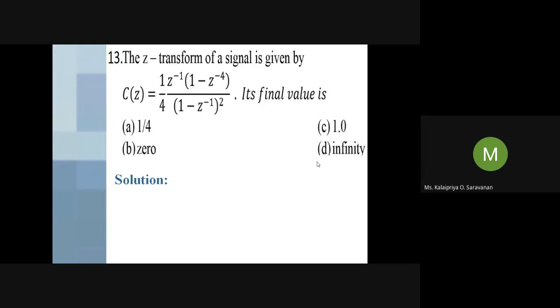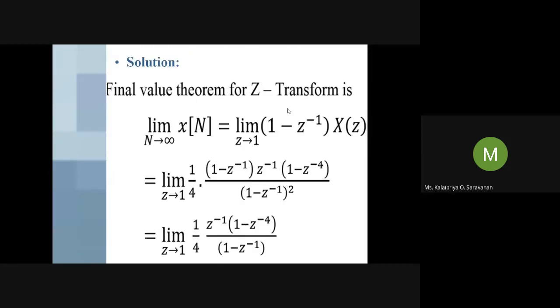Yesterday I told you how you will have to prepare for signals and systems questions. As far as Z transform is concerned, make sure you memorize all the standard Z transform formulas. Make sure you also memorize every property of Z transform, because we could use it directly to solve the problems. So here they are asking you to calculate the final value. So we will make use of the final value theorem of Z transform, one more property of Z transform.